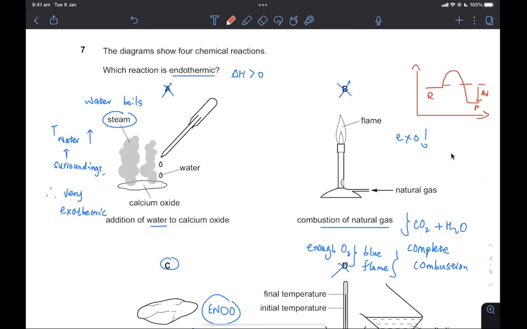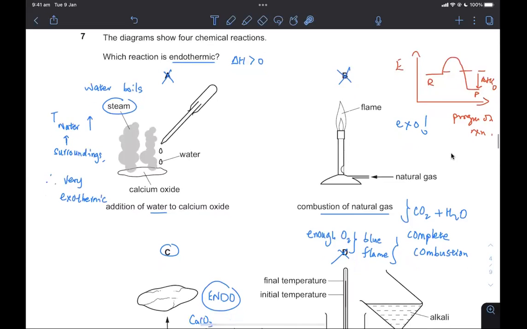So you lose energy to the surroundings. It's a negative enthalpy change: you lose energy. This is the process of reaction. Exothermic is always, combustion of something is always exothermic. That's why B is definitely wrong.